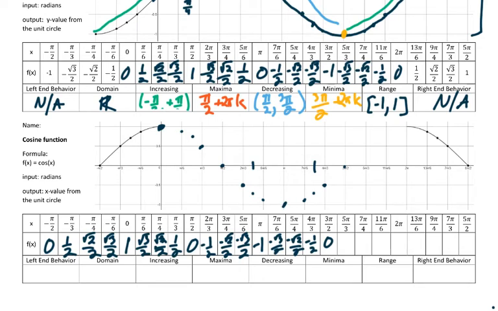Cosine of 5 pi over 3, notice we're in quadrant 4, so we're positive again. It's going to be positive 1/2. Cosine of 7 pi over 4, that's the one in the middle. It's going to be rad 2 over 2. About right there. Cosine of 11 pi over 6 is about rad 3 over 2. And the cosine of 2 pi is, again, 1.